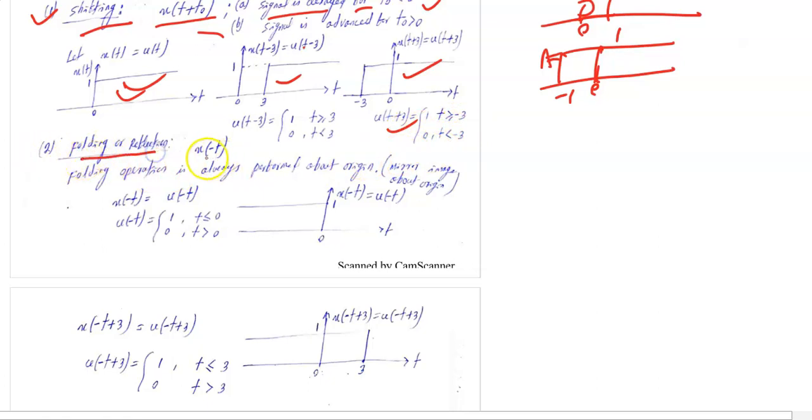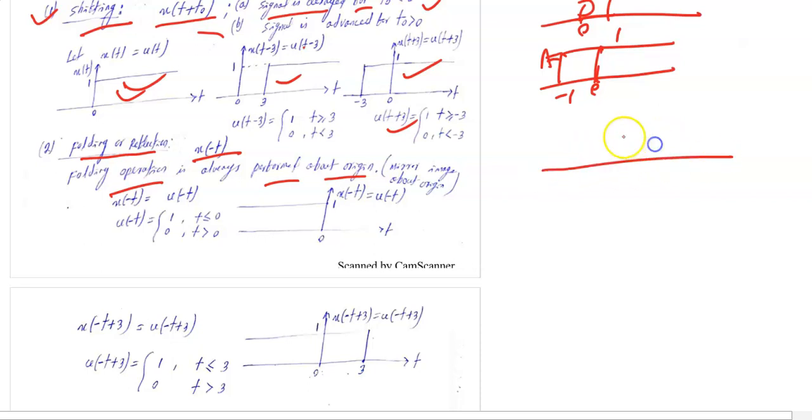Folding or reflection. Remember, whatever the signal may be, folding is always effected with respect to the origin. The folding operation is always performed about the origin. That is the mirror. Whenever you stand in front of a mirror, your image is your folded version.